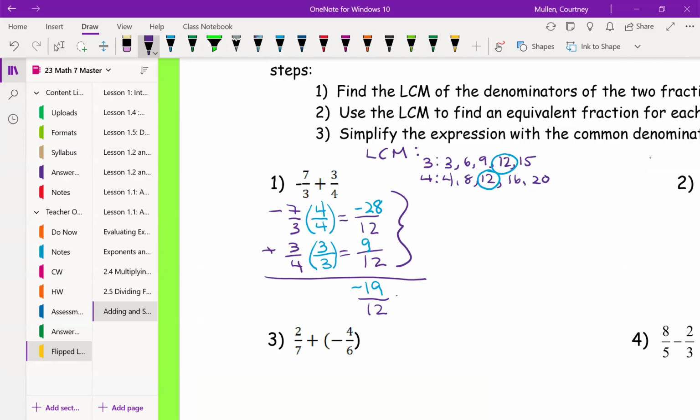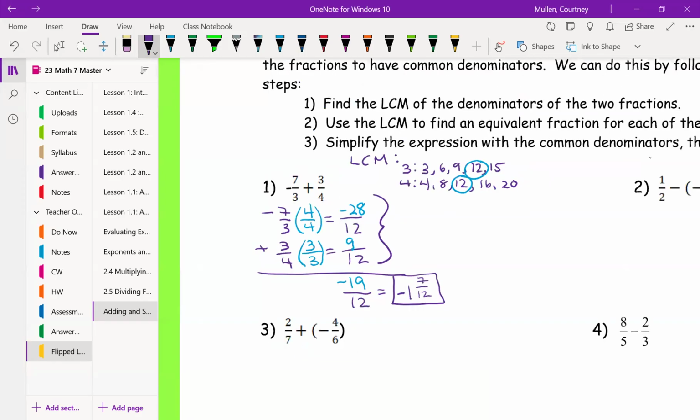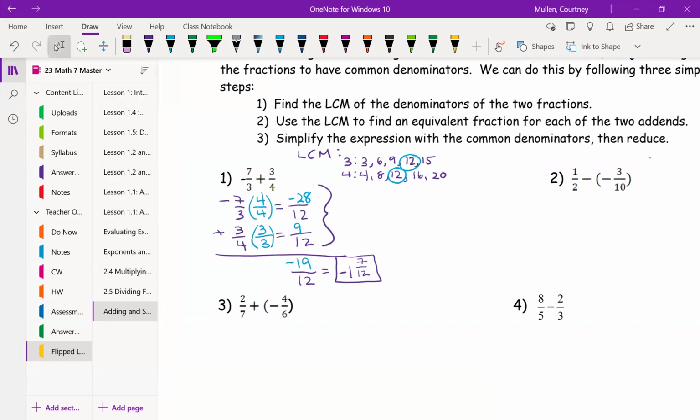12 goes into 19 how many times? Once, with how much left over? 7/12. But remember, we have a negative, so here is our final answer, -1 and 7/12. You try number 2. First, figure out what the LCM is. Pause the video and work it out.